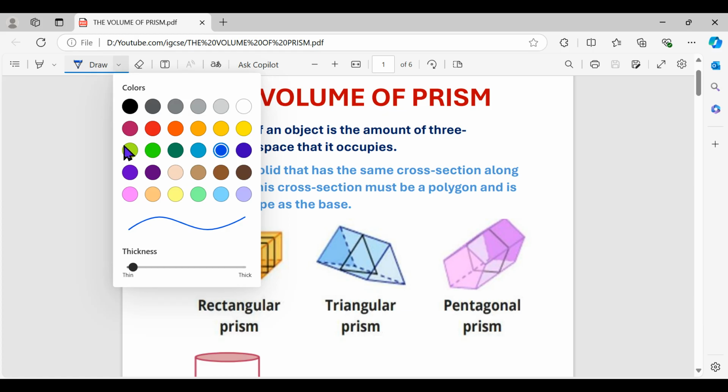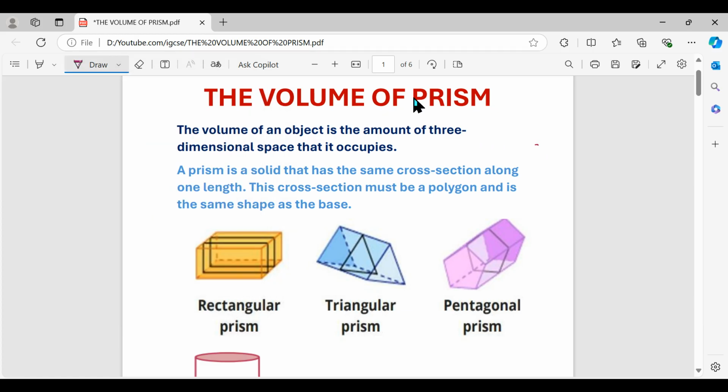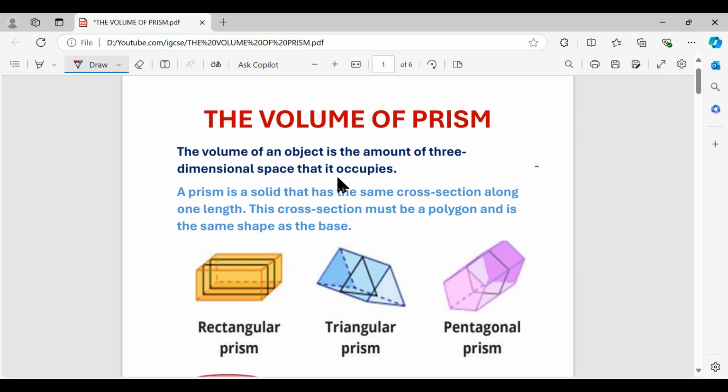In today's class, we will learn how to calculate the volume of a prism. So let's see what is a volume. The volume of an object is the amount of three-dimensional space that it occupies. So what is this three-dimensional space?